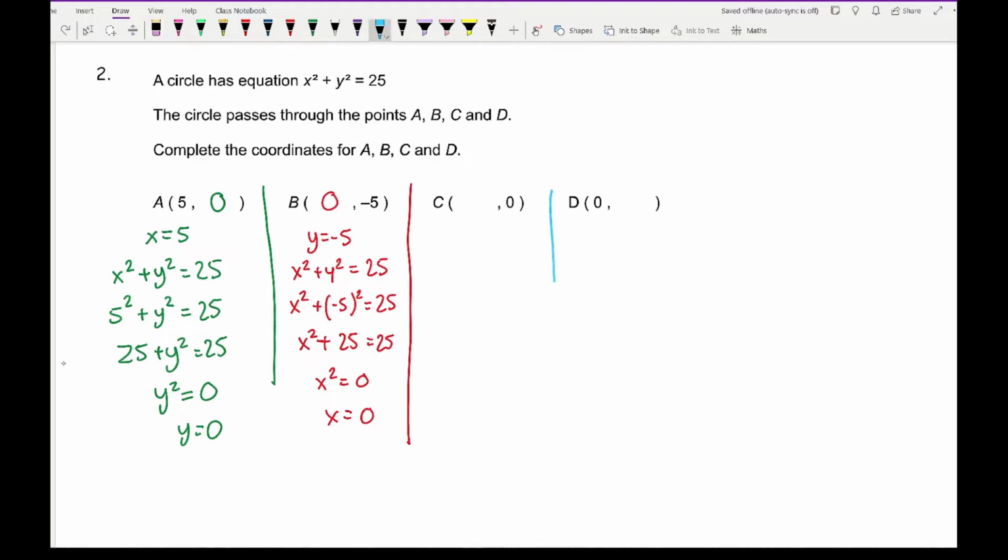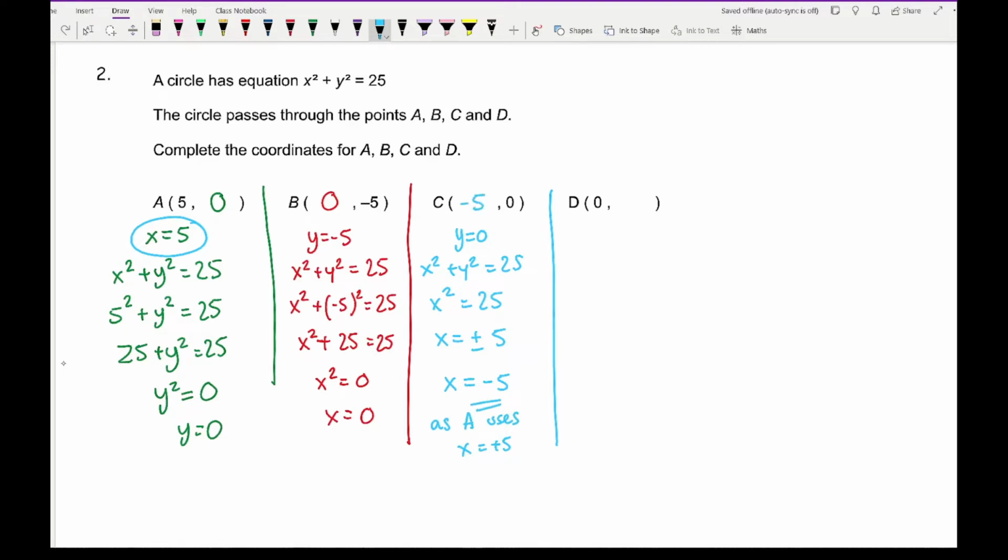Moving on to the next one. This is where I'm substituting y equals 0. So here I've got x squared plus y squared equals 25. Swapping y for 0, I get x squared equals 25. So x equals plus or minus 5. Now I've already used x equals positive 5 in A. So x must equal minus 5, as A uses positive 5. So the answer I need to write here is minus 5.